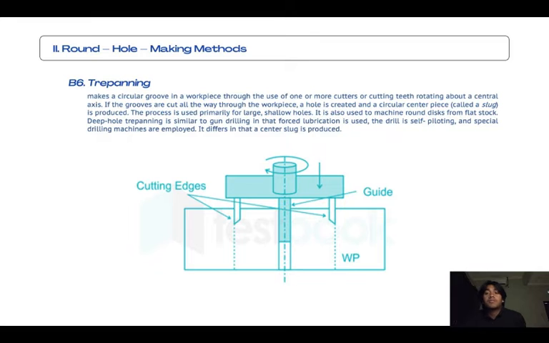Okay, the sixth subtopic from drilling is trepanning. Trepanning makes a circular groove in a workpiece through the use of one or more cutters or cutting teeth rotating about a central axis. If the groove is cut all the way through the workpiece, a hole is created, and a circular center piece, called a slug, is produced. The process is used primarily for large, shallow holes. It is also used to machine round discs from flat stock. Deep hole trepanning is similar to gun drilling.